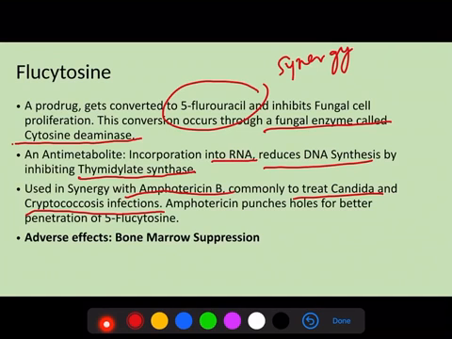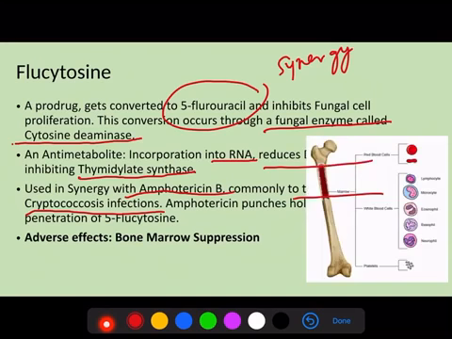A good way to remember how amphotericin and flucytosine work is that flucytosine needs to get into the cell to work, and amphotericin is able to punch those holes for the better penetration of flucytosine. One of the adverse effects of flucytosine is bone marrow suppression. This means that the bone marrow will no longer be able to produce the immune cells. This will lead to reduced immunity.